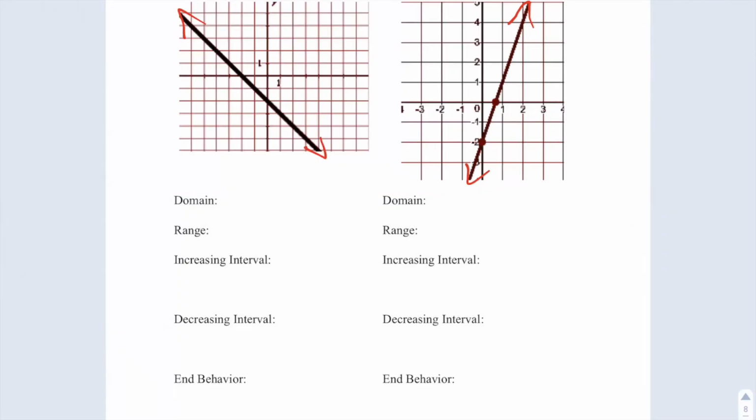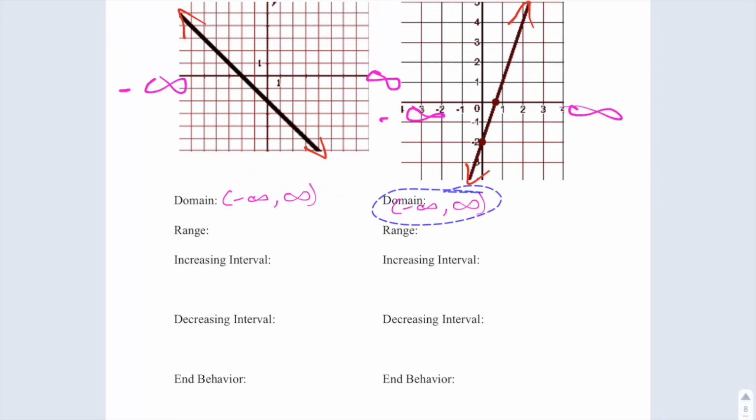My domain on both of these is going to go all the way out here to negative infinity, because that line goes forever, all the way to positive infinity. And on this graph, it's going to go negative infinity all the way out to positive infinity. That's on both these graphs, because even though this second one is steeper, it still is going to eventually touch every x value. So negative infinity to positive infinity is the domain for both of these.